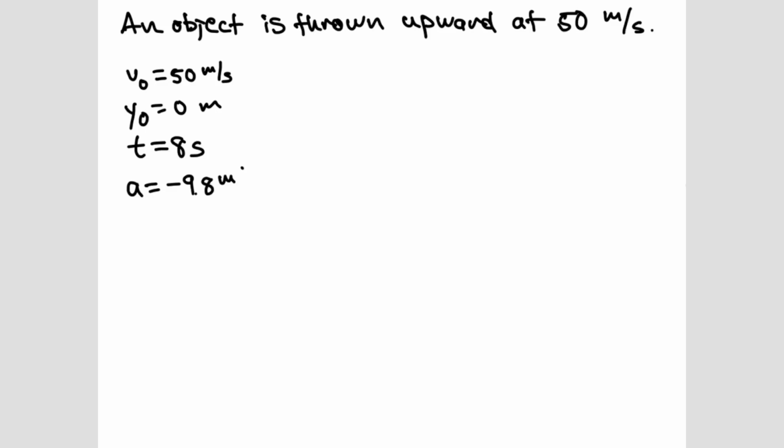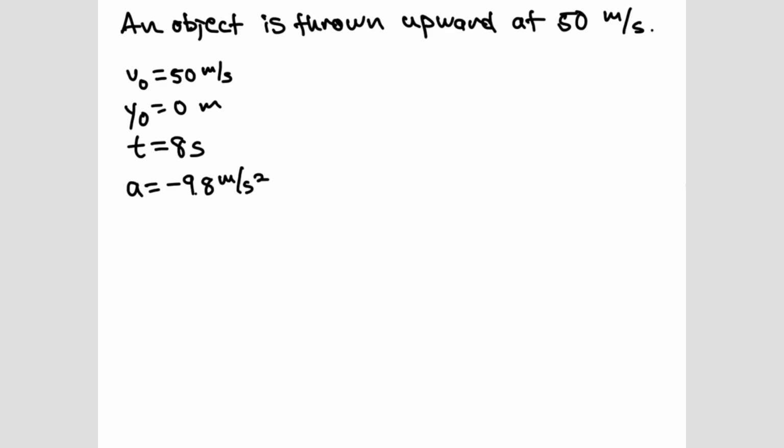Alright, assuming that you've given this a shot. Something that I find really valuable whenever it comes to approaching any of these kinematics problems is to always write down the variables that you know. In this case, we know that our initial velocity is equal to 50 meters per second. Our initial height is equal to 0, because we're at the ground, right? 0 meters, don't forget the units. We know that the time elapsed is equal to 8 seconds. And we know that the acceleration is negative 9.8 meters per second squared.